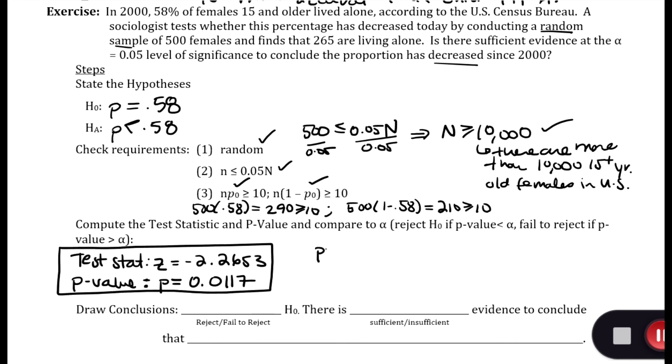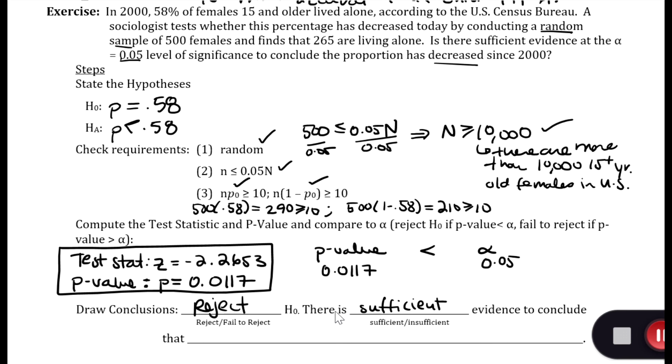You compare your p-value to your alpha. And your p-value here is 0.0117. My alpha in this problem is given to me as 0.05. My p-value is less than my alpha, and so therefore I'm going to reject my null hypothesis. Okay, so I have sufficient evidence. I'm rejecting the status quo because I have sufficient evidence to conclude that my claim was true.